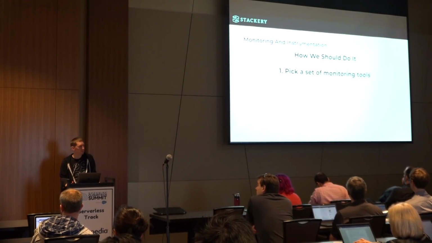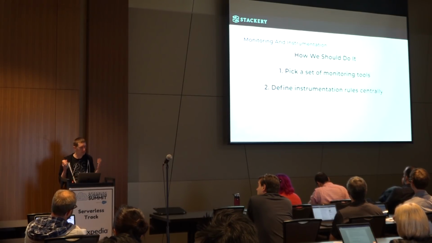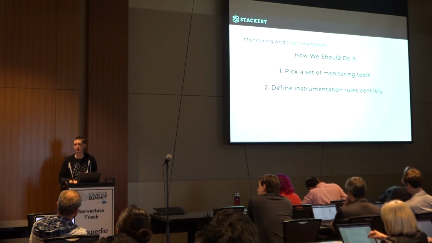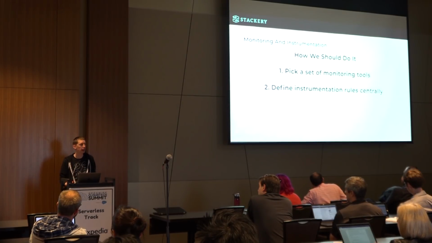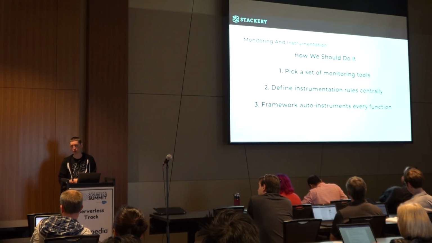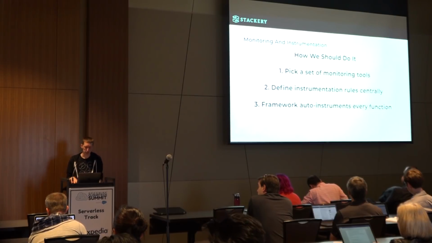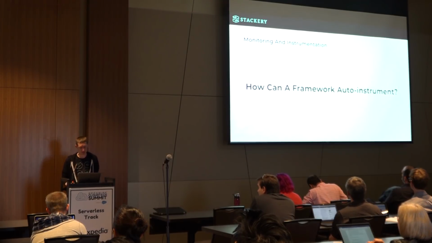So how we should do it is, again, an organization should pick a set of monitoring tools, but then define instrumentation rules centrally. One place to say we're going to instrument with Loggly for logs, Rollbar for errors, and somehow, and again, the somehow is framework and tools, automatically instrument your code, your functional code, every time that you are building it. And then go and eat cake.